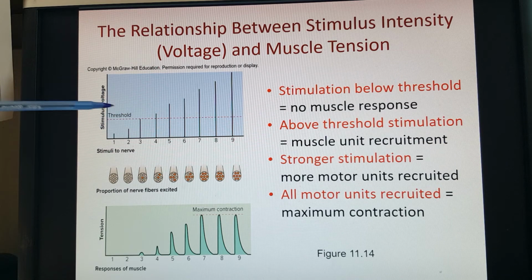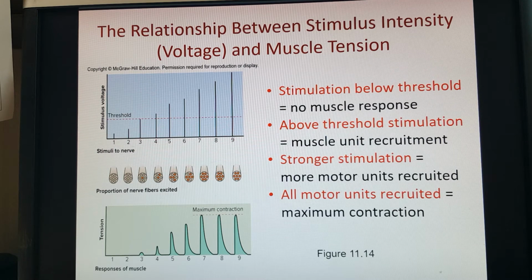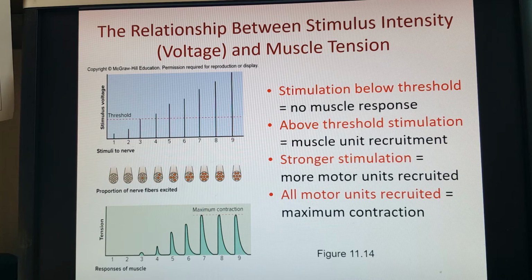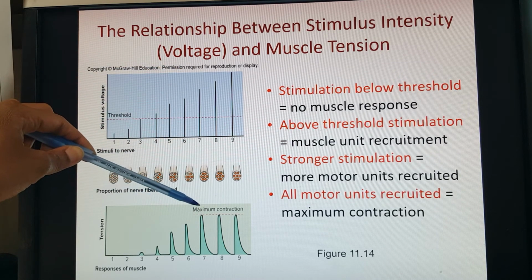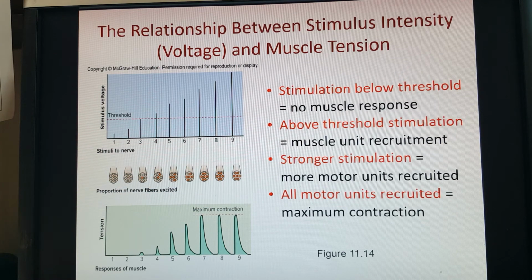With the rest of these stimuli, they increase in stimulus voltage, so a stronger and stronger stimulus. This recruits more motor units, so more motor units are contracting, therefore you're having an increase in your contraction strength up to a certain amount. Once all your motor units are recruited, here at number 7, this is where we have our maximum contraction. Your contraction can't get any stronger because you have recruited all of your motor units to contract.